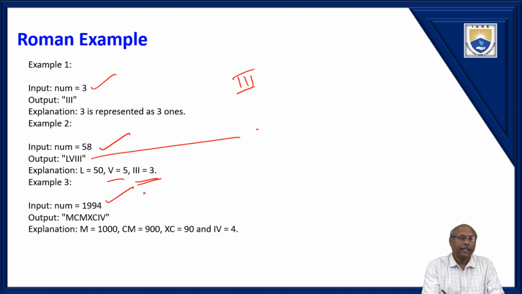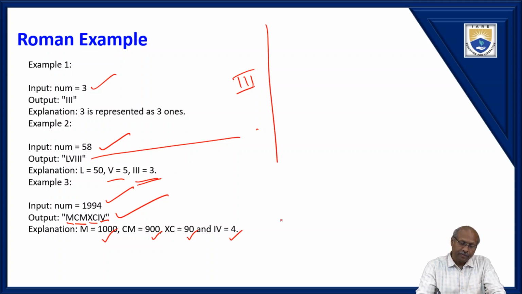Similarly, if I give 1994, then the value is M, 900 that is CM, XC that is 90, IV that is 4. So these are the symbols, this is the required output. So how to get it?